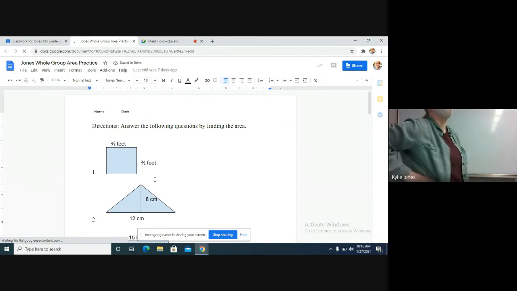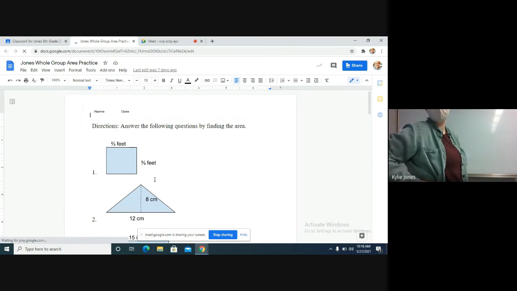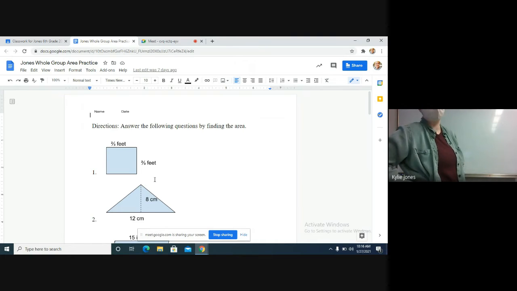Now, again, like I said, the only way that we're going to get better is if you guys actually try them too. No, we're doing it together. Tomorrow's is for a grade. But just because it's not for a grade doesn't mean that just sitting there and typing the answers after I type them out is going to make you better at doing area. You got to make sure you're trying these things, okay?